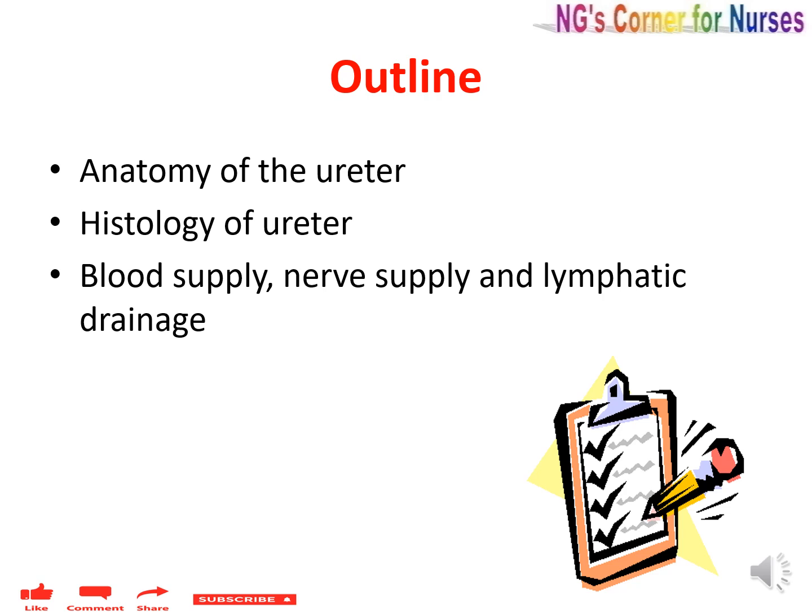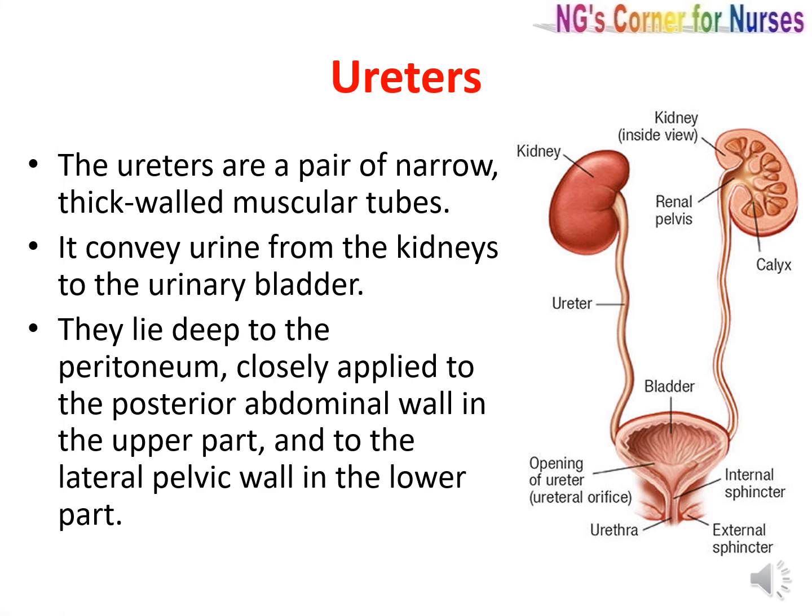So this is the outline of today's session. The ureters are a pair of narrow, thick-walled muscular tubes. They convey urine from the kidneys to the urinary bladder, and they lie deep to the peritoneum, closely applied to the posterior abdominal wall in the upper part and to the lateral pelvic wall in the lower part.